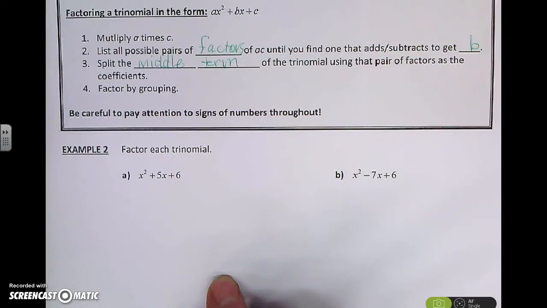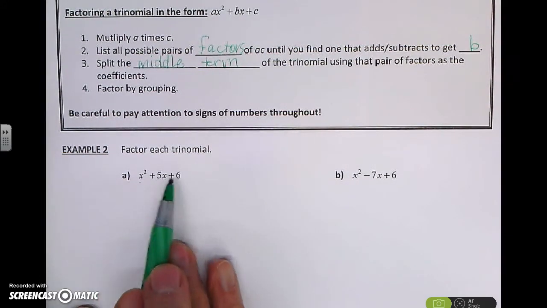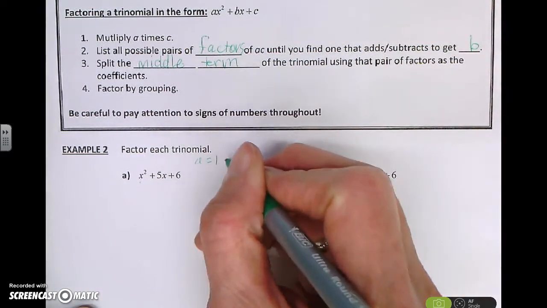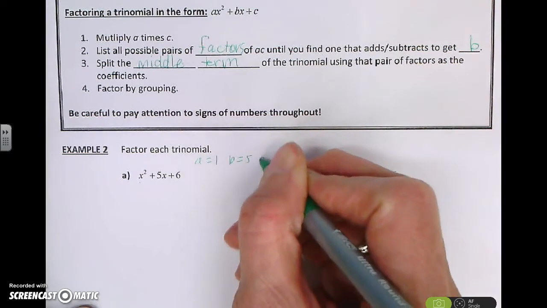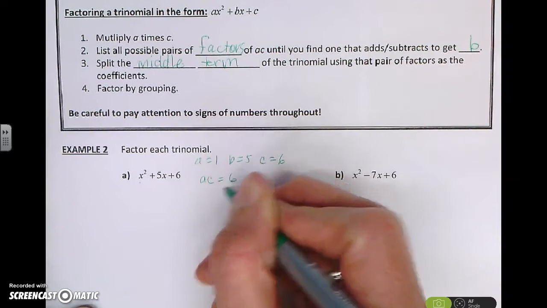So my last video just cut off and didn't finish example 2a, so I'm going to do that right now. So we talked about how it was in standard form, x squared + 5x + 6. This is my a is 1, my b is 5, and my c is 6. So when I multiply ac, I get 6.